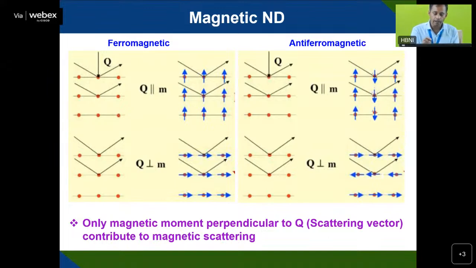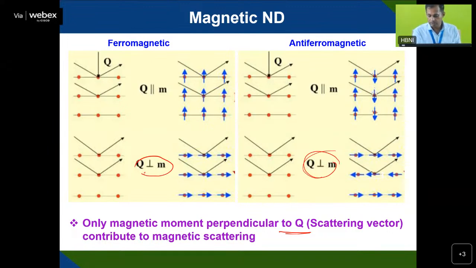As I told, in magnetic neutron diffraction, the Q vector is perpendicular to the magnetic field, and here you can see that information. In the case of ferromagnetic material, with perpendicular and parallel spin, you will see only the magnetic moment perpendicular to the Q vector contributing to magnetic scattering. Here this is perpendicular, and this is antiferromagnetic.